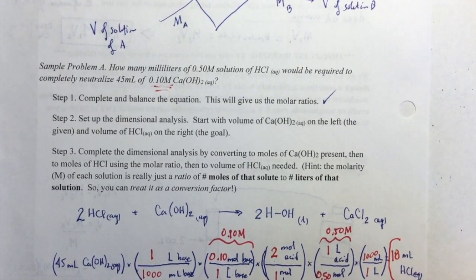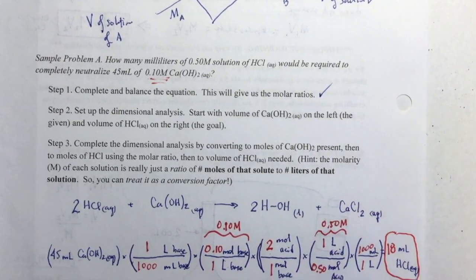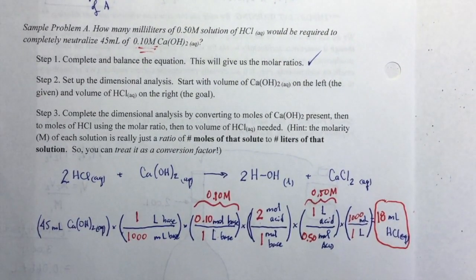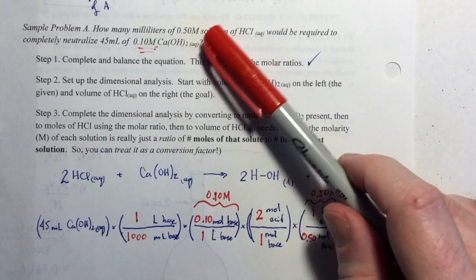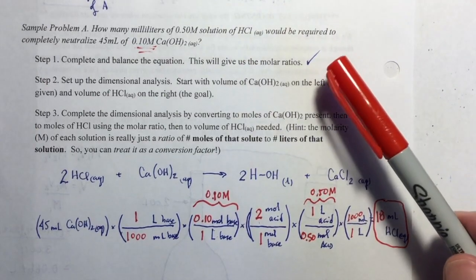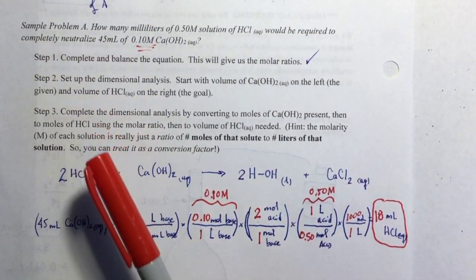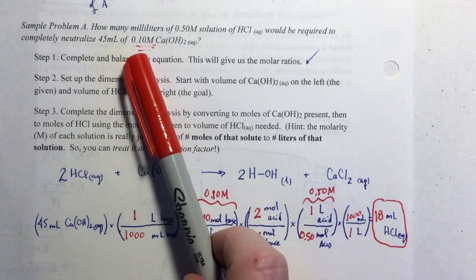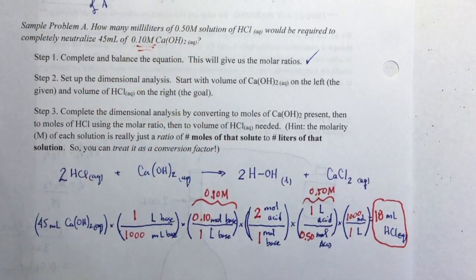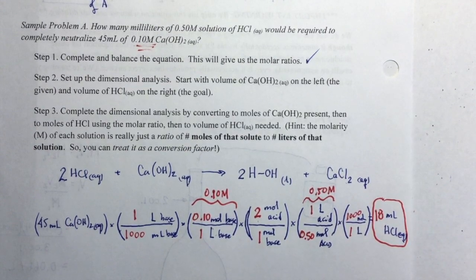And there is my answer. So how many milliliters of a 0.50 molar solution of hydrochloric acid would be required to react with or completely neutralize 45 milliliters of a 0.10 molar calcium hydroxide solution, you would need 18 milliliters to do it.